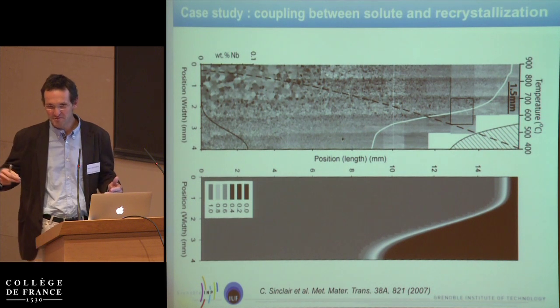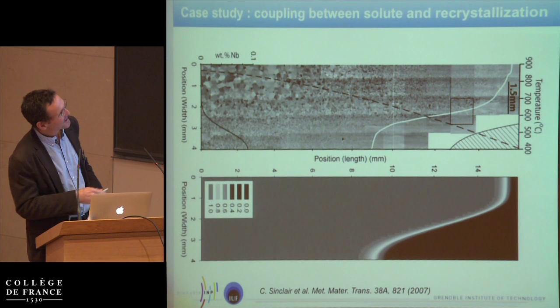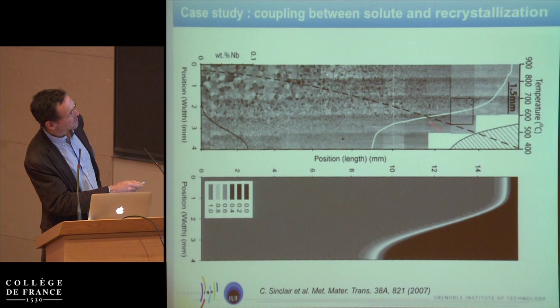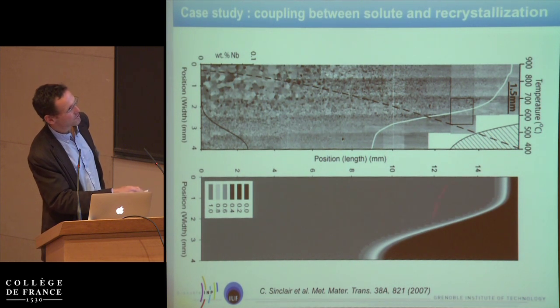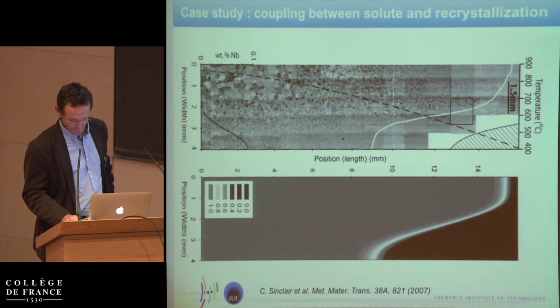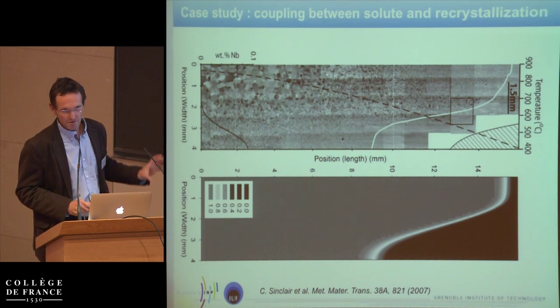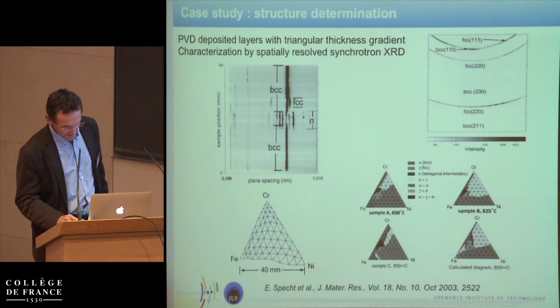Well, the third axis would have been deformation, but it might have been a bit complicated to do. And then you can compare the boundaries, recrystallized, non-recrystallized, with some modeling. And here it's a model that was able to reproduce the shape of the boundary. So this allows you to do some microstructural control by varying here solute and temperature.